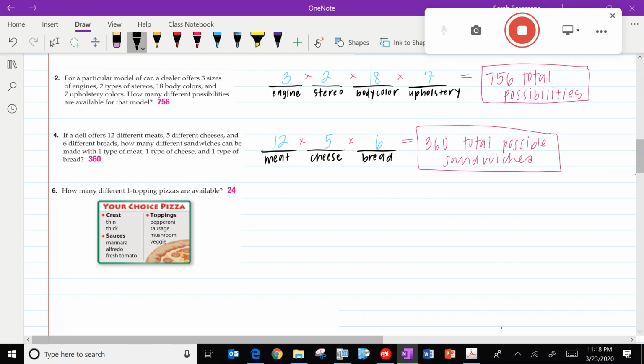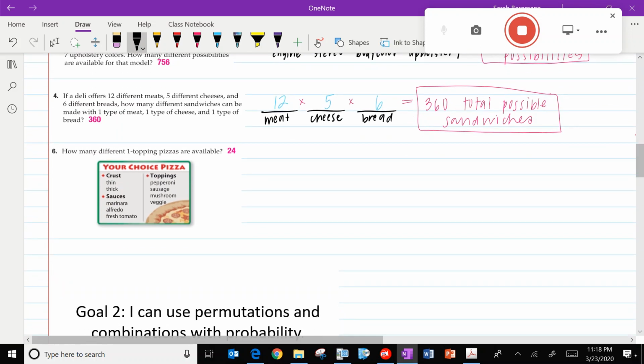All right, number 6, your answer correct is 24. Here's how you get that in case you need some help. So our events here, we need to choose a crust. We need to choose a type of sauce. And since it says you're only choosing one topping, that's how I know this is a counting principle problem. That's my last event, is choosing one topping.